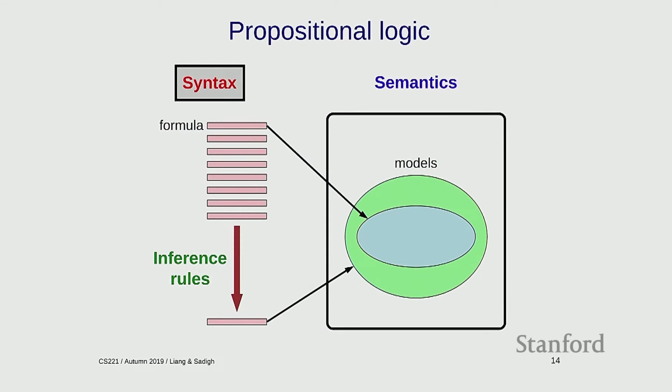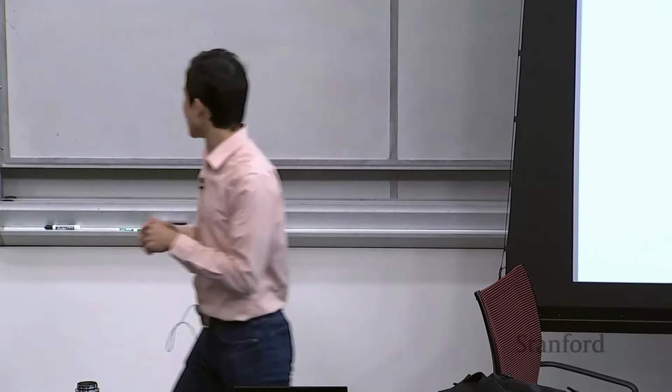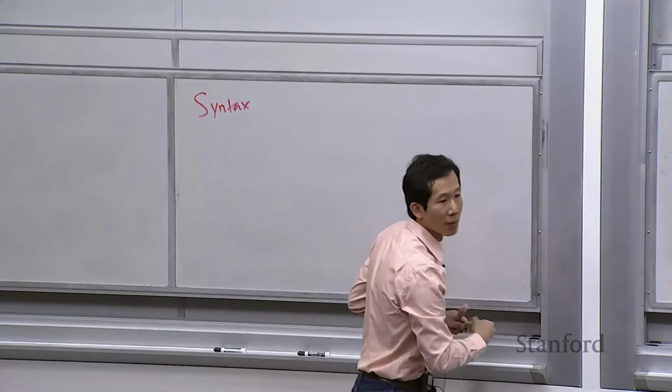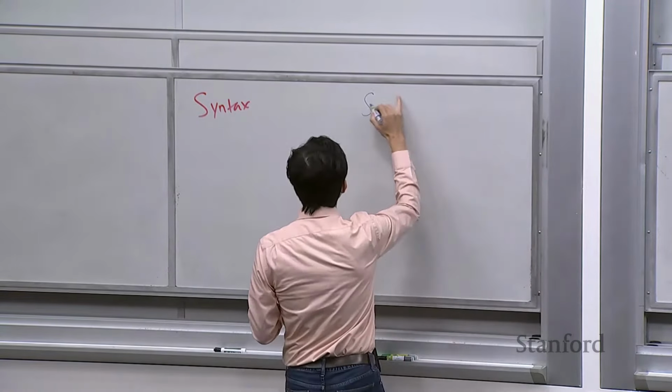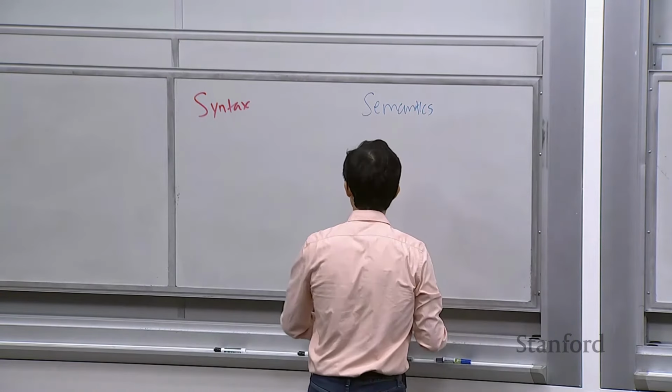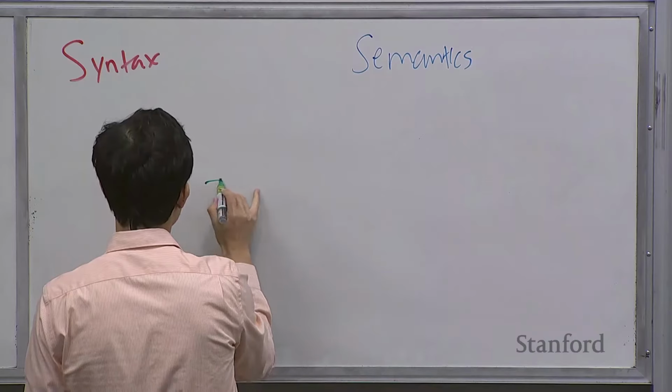Okay, so this is a key diagram to have in your head while I go through syntax, semantics, and inference rules. I'm going to do this for propositional logic, and then in Monday's lecture, I'm going to do it for first order logic. So just to get this on the board, we have syntax, we have semantics, and then we have inference rules.